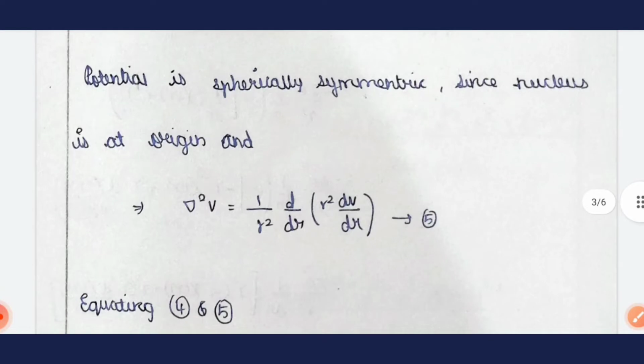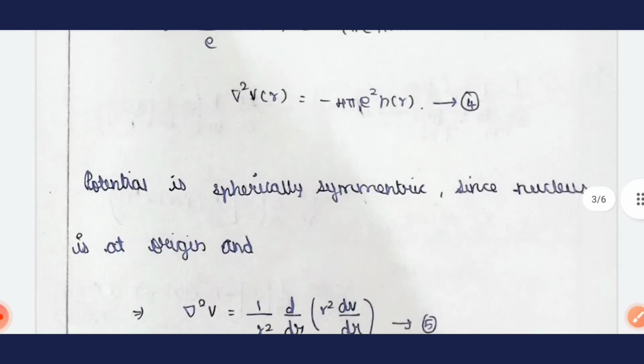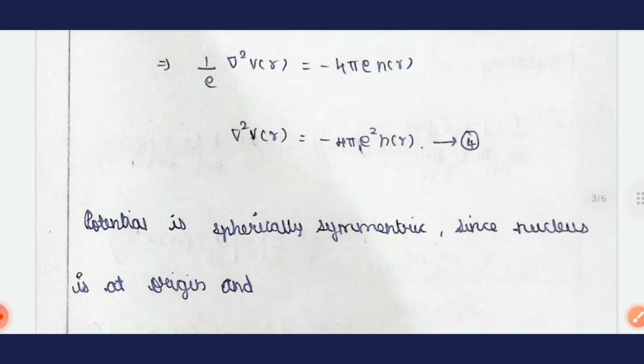Here the potential is spherically symmetric since the nucleus is at the origin. So we can write del square V as 1 by r square d by dr into r square dV by dr. So here also I have the value for del square V of r, and from Poisson's equation also I have the value for del square V of r.